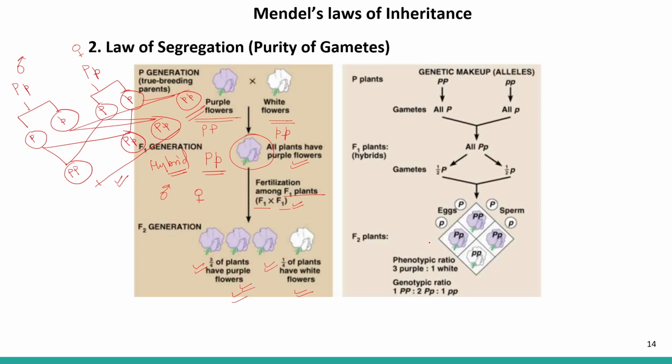So this has been shown here. The phenotypic ratio is 3 purple to 1 white, and the genotypic ratio will be 1 pure purple, 2 hybrid purple and 1 white flower. Right? So this is about the law of segregation, the purity of gametes.